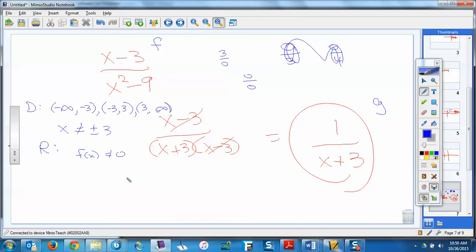But then they ask for the domain and range of G. What's the domain of G? This graph... the same? No, it's not the same. Wait. x can be negative. It just can't be negative 3. It can be positive 3, right?